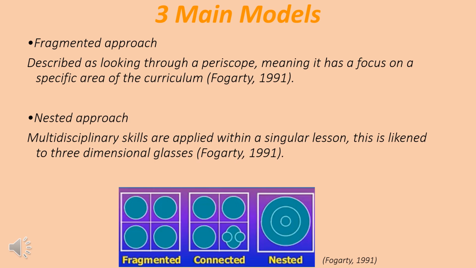Fogarty breaks this approach up into three main models. The first being fragmented. Fogarty describes this approach as if you are looking through a periscope, meaning you are focusing on a specific area of the curriculum, and this is used as your focus. If taught like this continually, students will perceive the curriculum as fragmented, meaning students won't make connections between subjects. Example, the connection between science and maths.